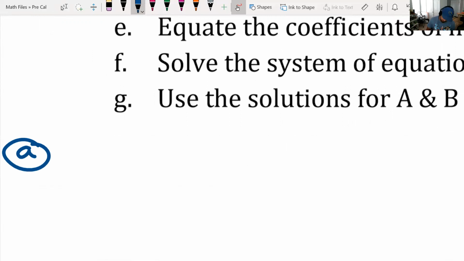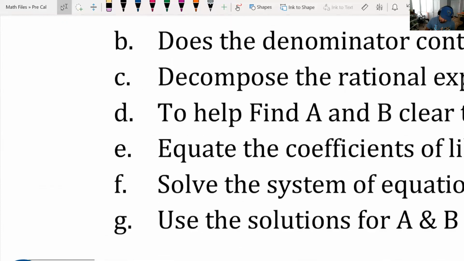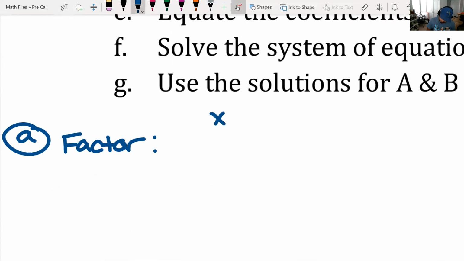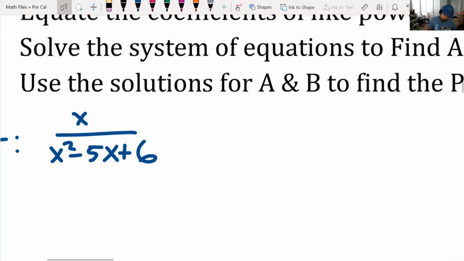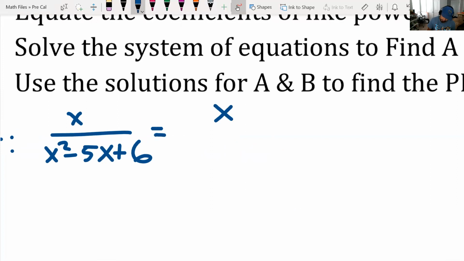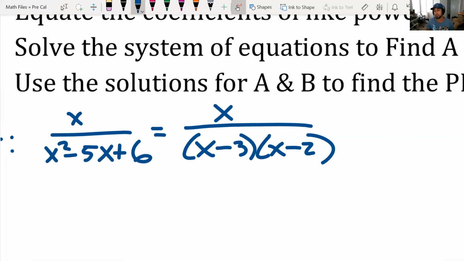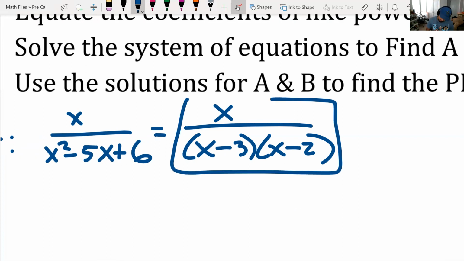So A is to factor. And looking back, x over x squared minus 5x plus 6 can definitely factor to x, what do we have? Minus, minus, so x minus 3, x minus 2. Negative 2, negative 3 make negative 5, and negative 3 times negative 2 is positive 6. Okay, step 1 is done. It has been factored.